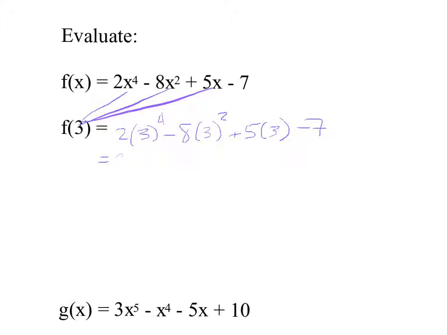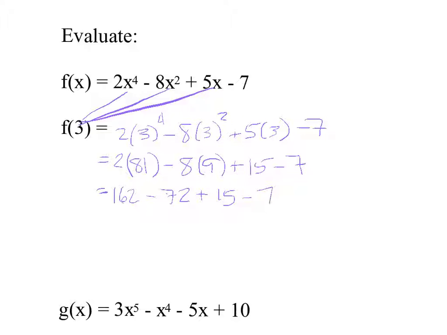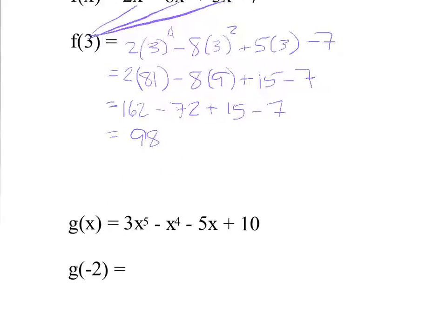Remember exponents first, so it's 2 times 81 minus 8 times 9 plus 5 times 3. We can go ahead and just do that. There's no other math there. Minus 7. And 2 times 81 is 162 minus 8 times 9 is 72 plus 15 minus 7. And now we just go ahead and add, subtract as we need to. 162 minus 72 would be 90. 90 plus 15 would be 105. Minus 7 would be 98. I believe I did my math right, but no calculator, so don't hold that against me.